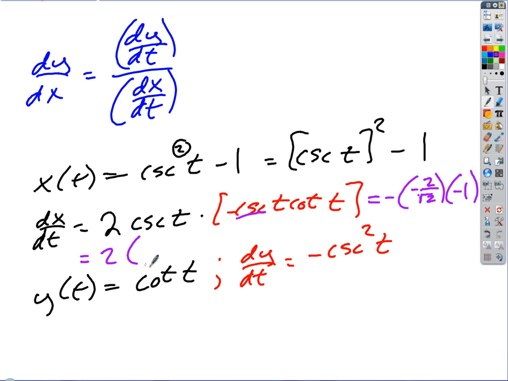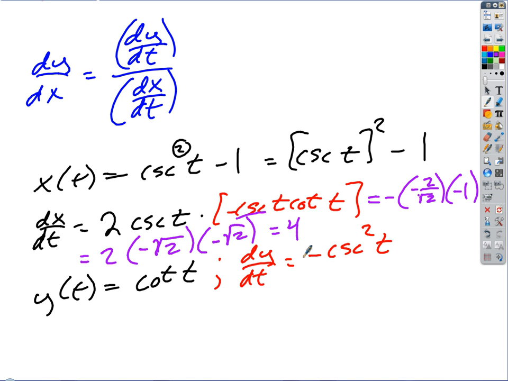2 times cosecant was negative square root of 2, so negative 2 over the square root of 2, times all this stuff we said, which was just negative square root of 2. So that gives us positive 2 times 2, 4. Makes sense. Okay. So dx/dt at that particular time is 4, right?